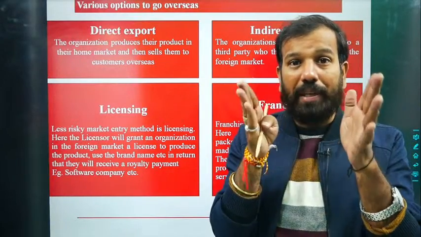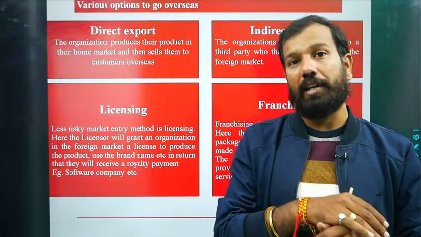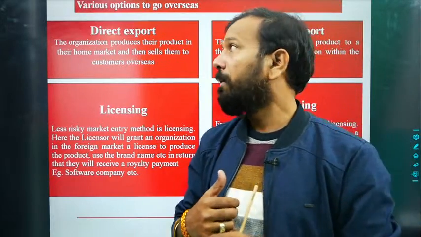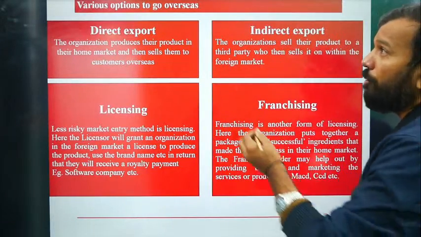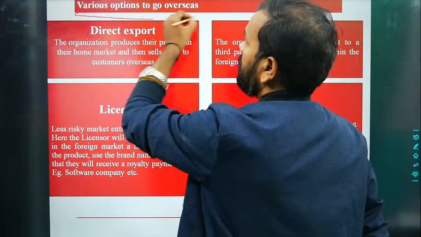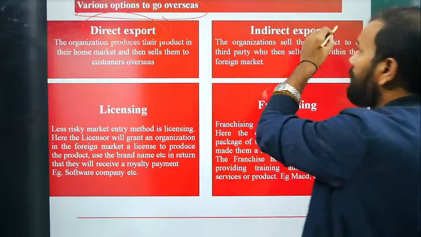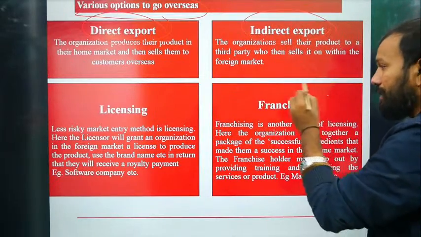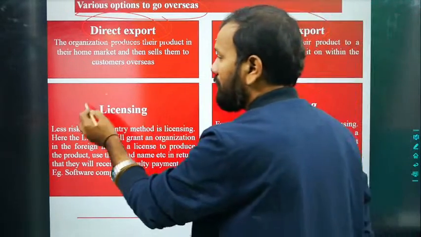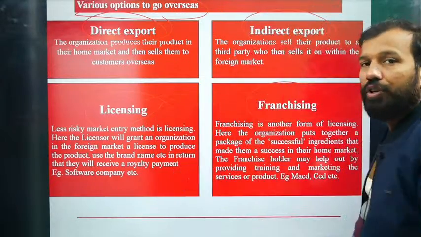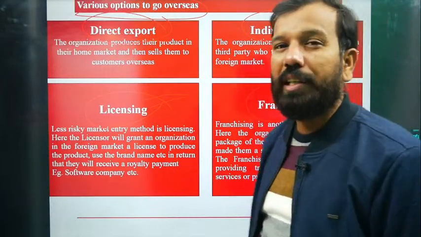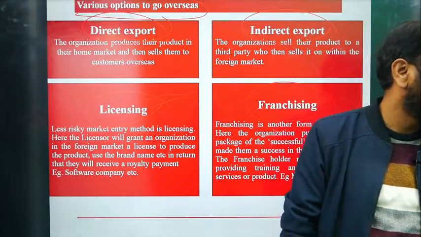Now, what are the various modes to enter international business? This is the topic actually. Various options to go into an overseas market. First is direct exporting. Indirect exporting we have. Franchising we have. Licensing we have. We'll try to complete all these 7-8 modes of international business one by one.